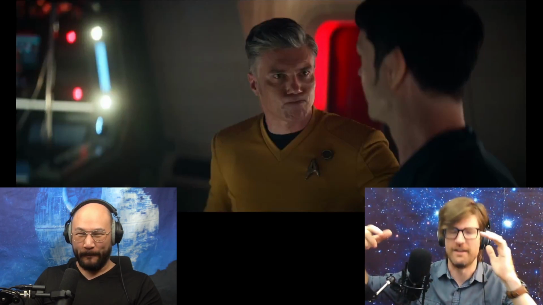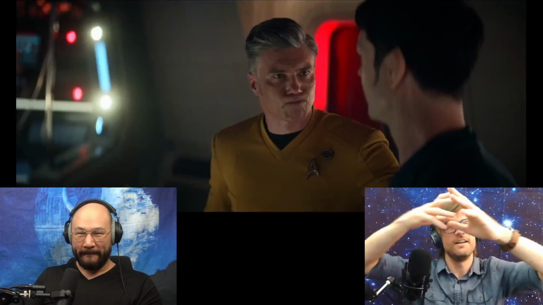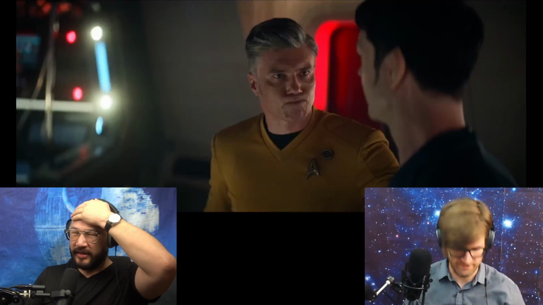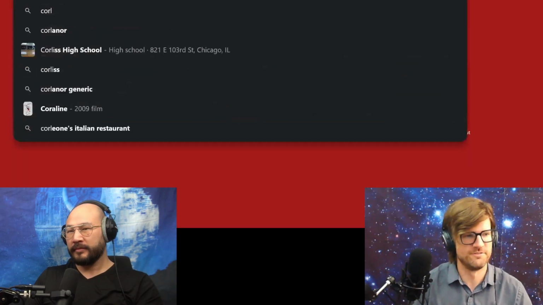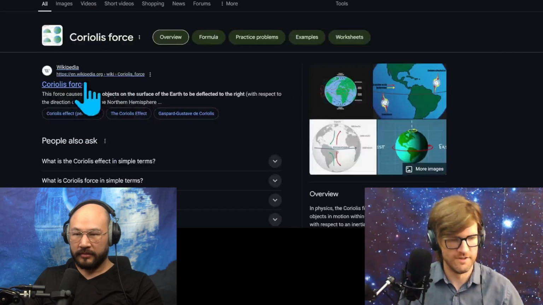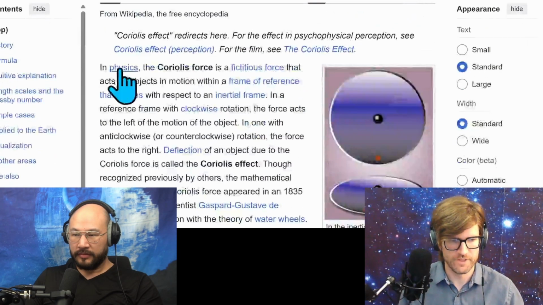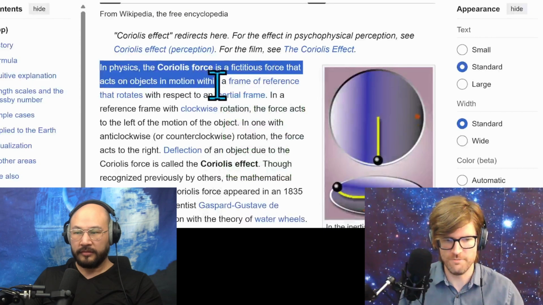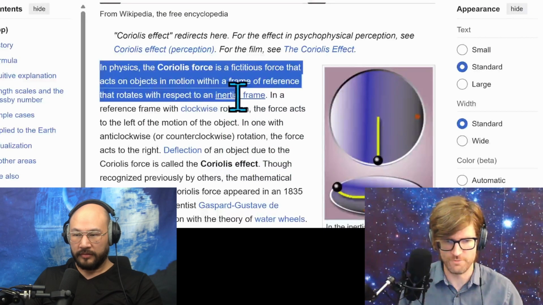Coriolis forces, as far as I understand, need long distances to even first see subtle Coriolis motion. Let's look it up. So, Coriolis force, Coriolis effect. Okay, let's go to Wikipedia. In physics, the Coriolis force is a fictitious force that acts on objects in motion within a frame of reference that rotates with respect to an inertial frame.